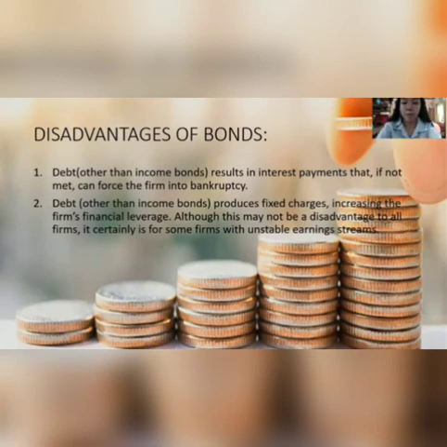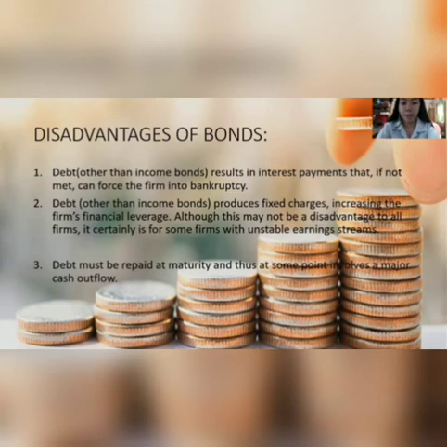Number 3, debt must be repaid at maturity and thus at some point involves a major cash outflow. So as I've said, bond issuers agree to pay investors interest on bonds through the life of the bond and to repay the face value of bonds upon maturity.